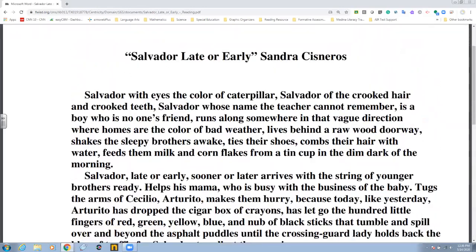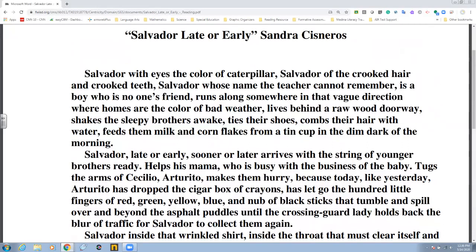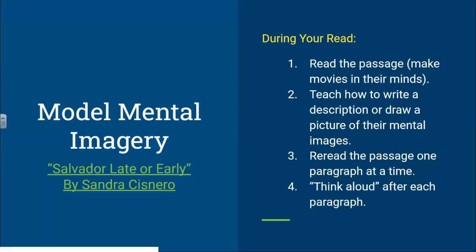So we just read through a very, very descriptive passage, Salvador, Late or Early. So what I'd like to do now is teach you how to write a description or draw a picture of your mental imagery, okay?